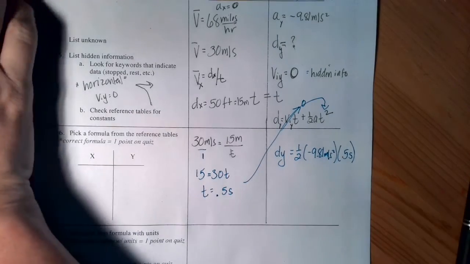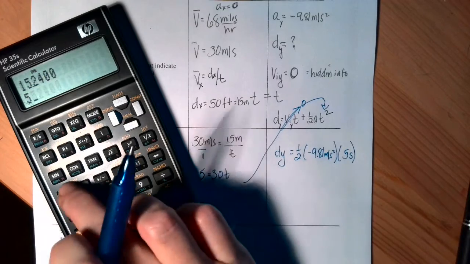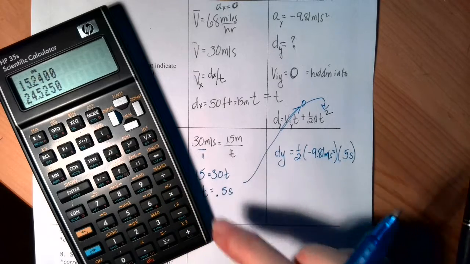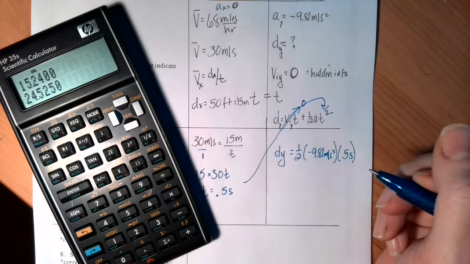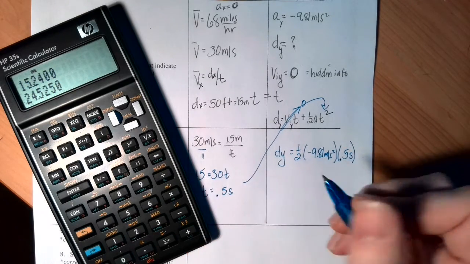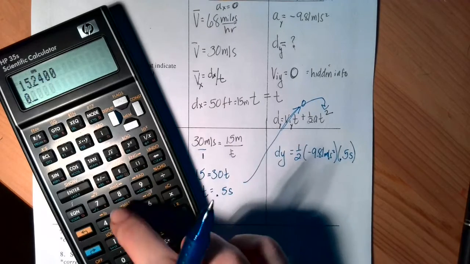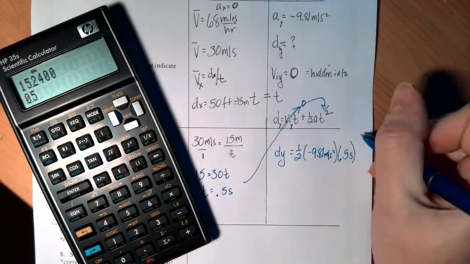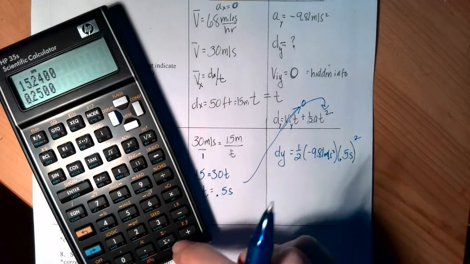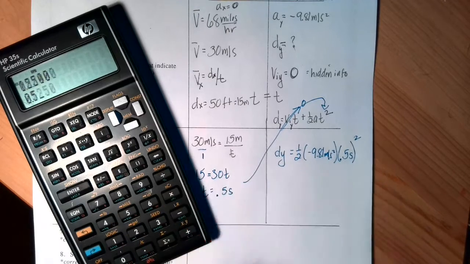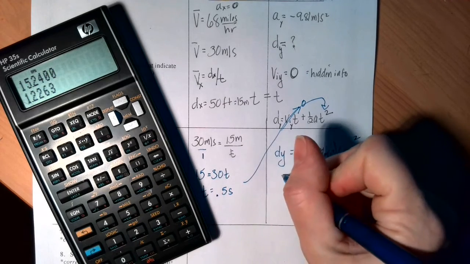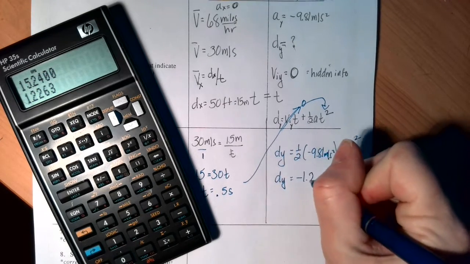If I do the math there, let's try that again, 0.5 seconds. Oh, don't forget to square it. That's a key common mistake. Then I'm going to multiply that by 0.5 and 9.81. And I get that the distance it drops is negative 1.2 meters.